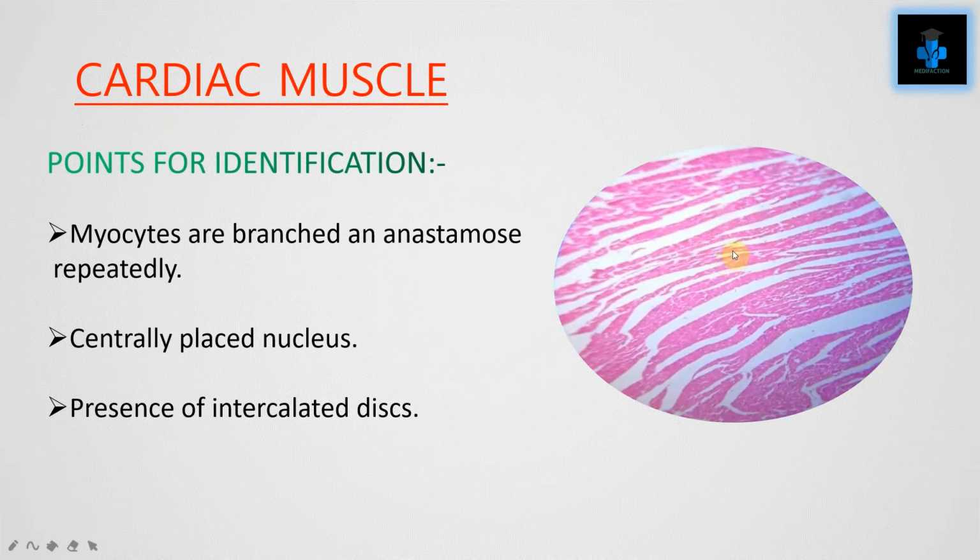Cardiac muscle. In cardiac muscle, the myocytes are branched and anastomosed repeatedly. Here you can see the branching of cardiac muscle. And there will be centrally placed nuclei in case of cardiac muscle. And also there will be presence of intercalated discs in case of cardiac muscle.